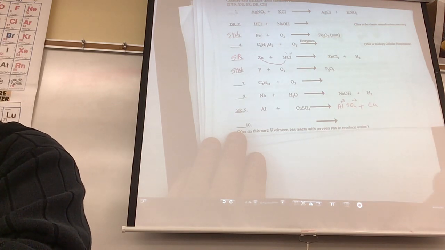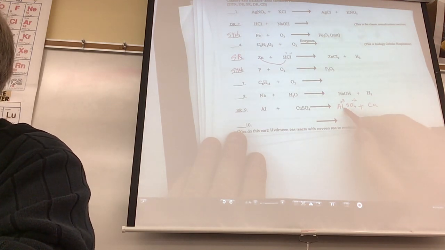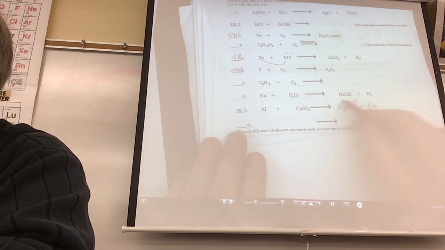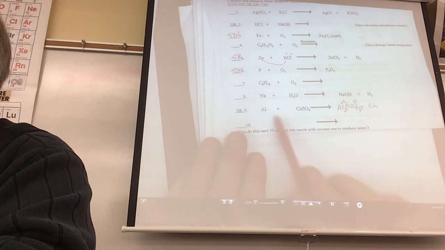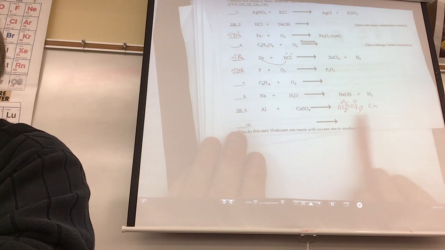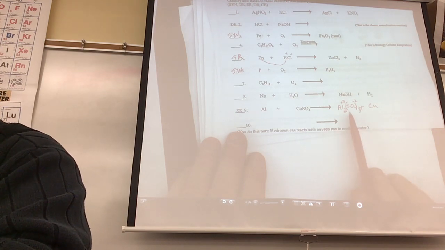You know, you're very good at this. How many aluminiums do I need? 2. And how many sulfates do I need? 3. Isn't that right? See that? So it did kick out copper. It did. And it formed a compound with sulfate the way it always does.